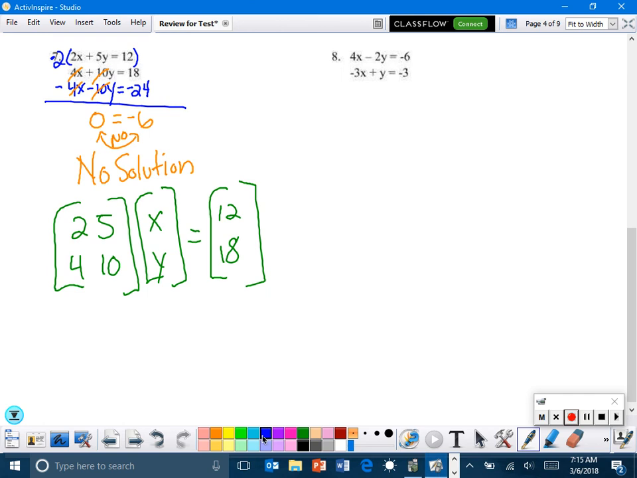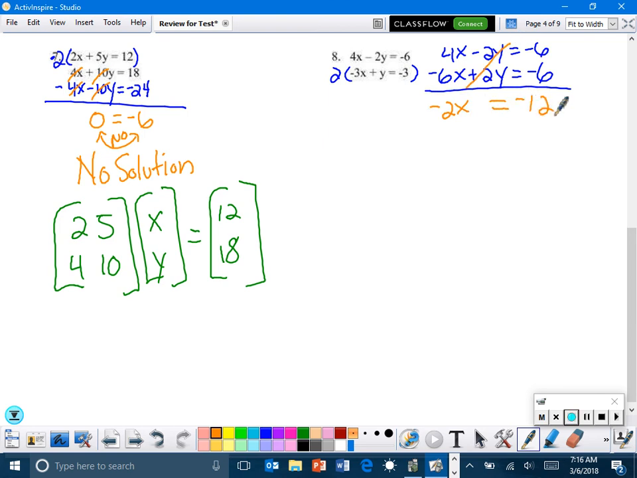Okay, number 8, moving on. So number 8, I see I've got a negative 2y here and a y here. So I'm going to multiply the bottom by 2. All right, so the bottom becomes negative 6x plus 2y equals negative 6. All right, the top equation stayed the same. All right, elimination. So negative 2x equals negative 12. So x equals positive 6.